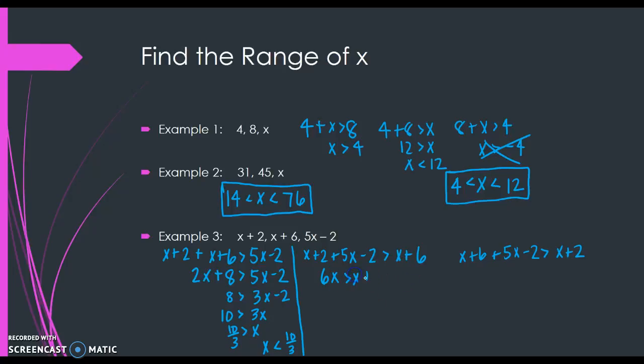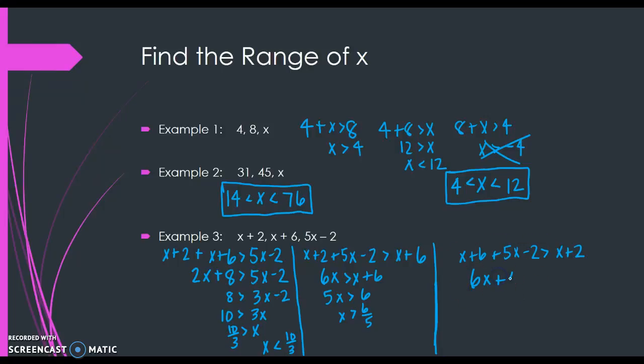And then x plus 6. Going to move the x over, so I've got 5x is greater than 6. Divide by 5, so x is bigger than 6/5. And for the third one, there it goes. I have x and 5x to get 6x.